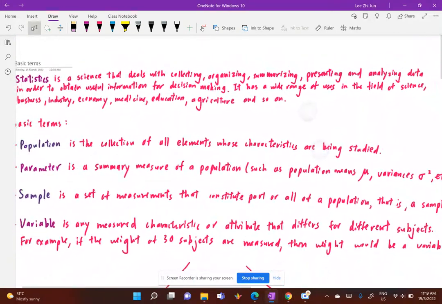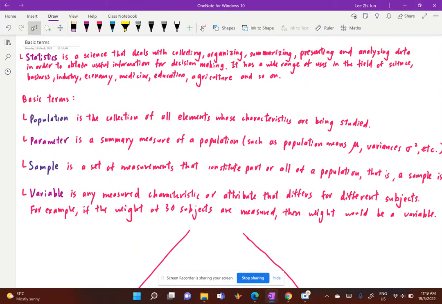Okay, statistics is just like you have some information. You collect all the information and you process it, like in the form of a table or in the form of a graph, and you present it to other people. So this is statistics. This chapter also has basic terms.